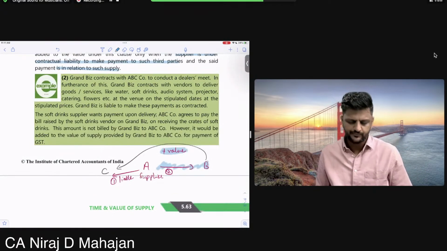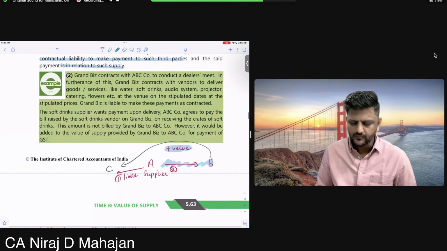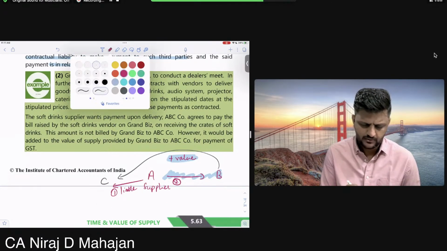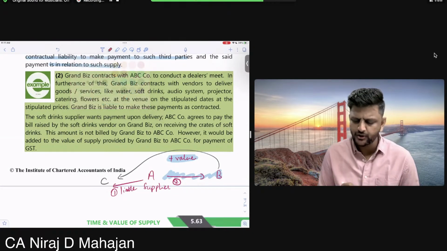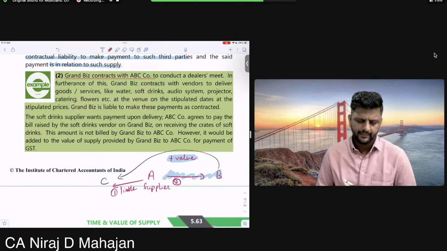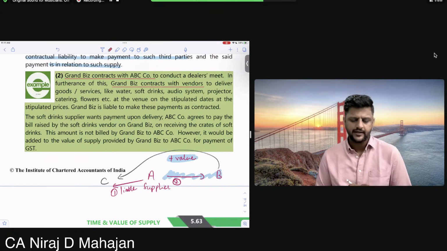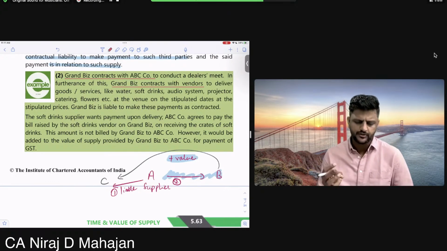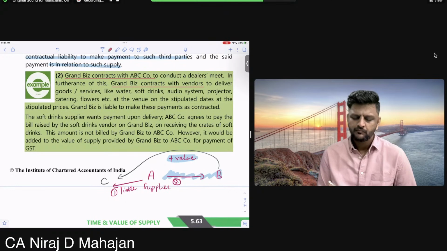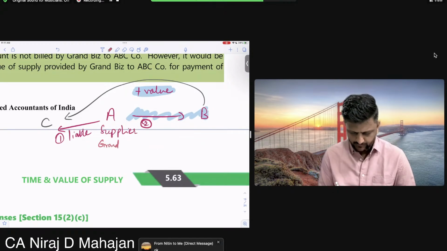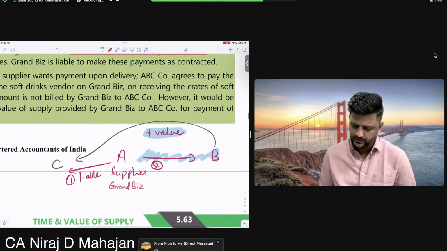Pay attention. Grand Biz contracts with ABC company to conduct a dealer's meet. In furtherance of this, Grand Biz contracts with vendors to deliver goods like water, soft drinks, audio system, projector, catering, flowers, food, etc. at the venue on stipulated dates. In our example, Grand Biz is A. And who is the ABC company here?